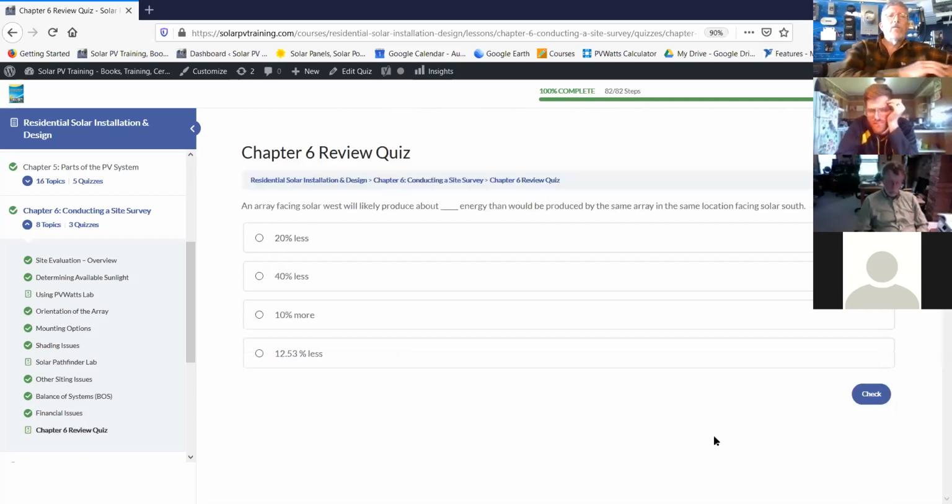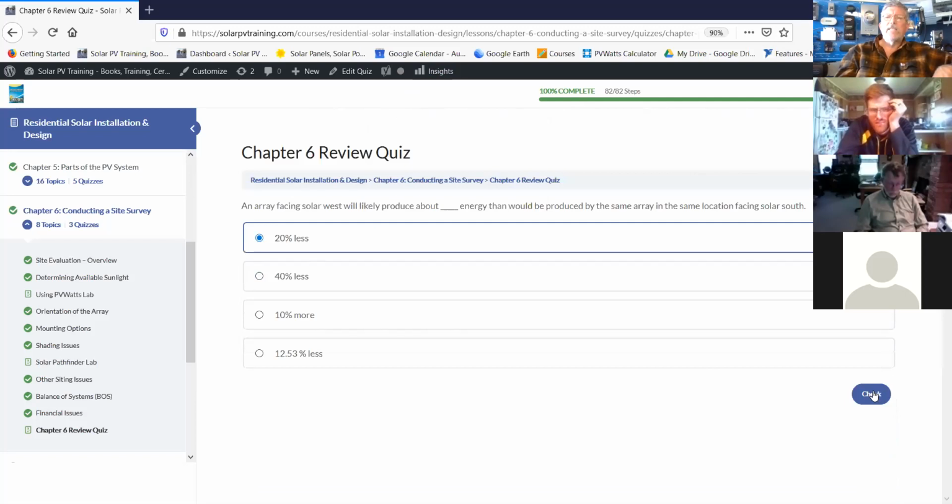All right, so an array facing west, oops, we already had that, didn't we? That's going to be 20% less. The randomization is giving it to me twice. I guess it liked that question so much. Come on, catch up.